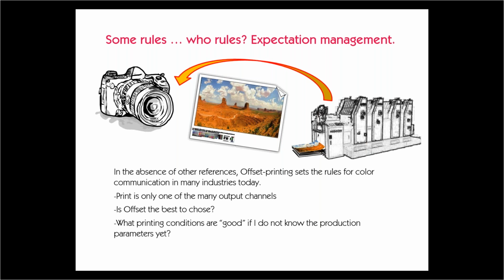So what are the good printing references? Especially if I maybe do not know my production parameters yet. If I don't know where my image will be used later on. In Europe, would it be FOGRA 39? In the US, SWOP or GRACoL is used. In Japan, Japan Color is used. So what's the good reference then?